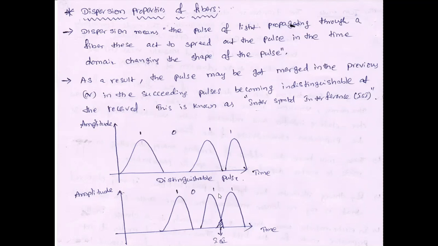This merging is called inter-symbol interference, that is, merging of the pulses. This is called the dispersion. Due to alignment changes and phase changes in the optical fiber cable, the pulses are merging together. This is called inter-symbol interference, which is one of the noises.